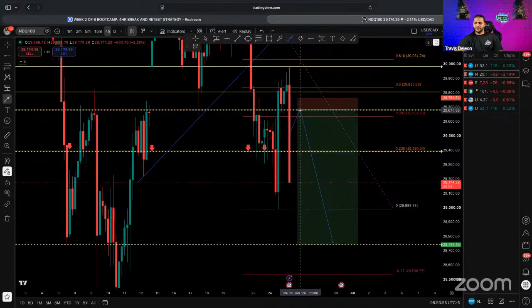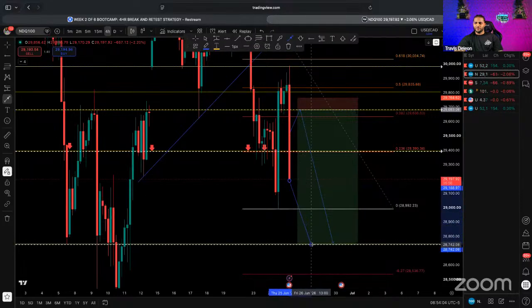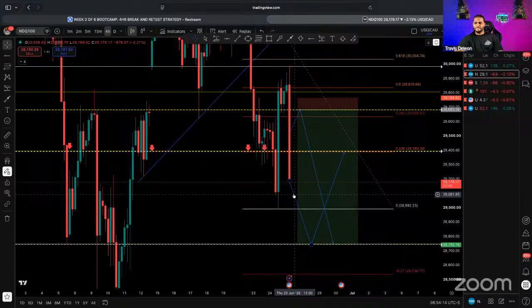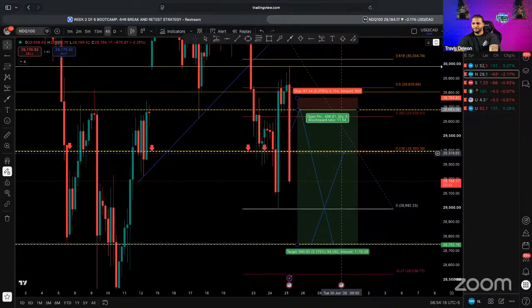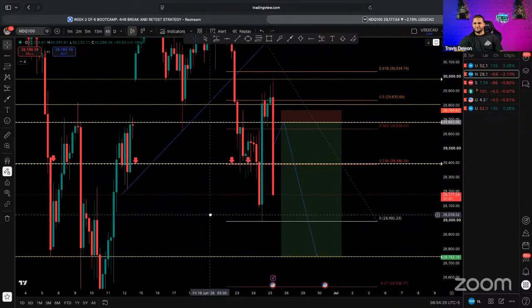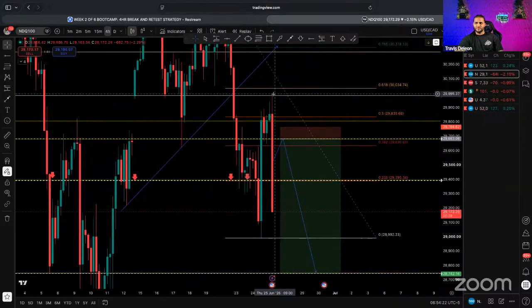If price doesn't come back into this 29,675 level, we might come down here, reject that 28,740 and continue lower. Come back up here and continue lower. So let's see what happens right now. But that's such a beauty. We rejected exactly where I was saying that price was going to reject.